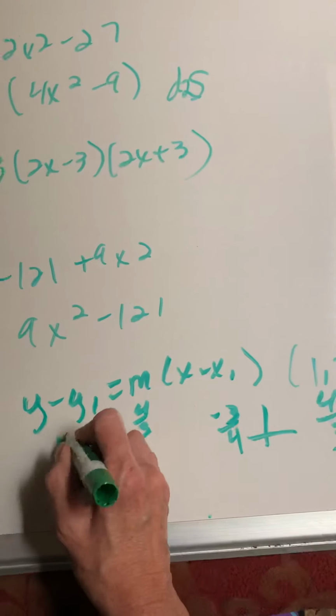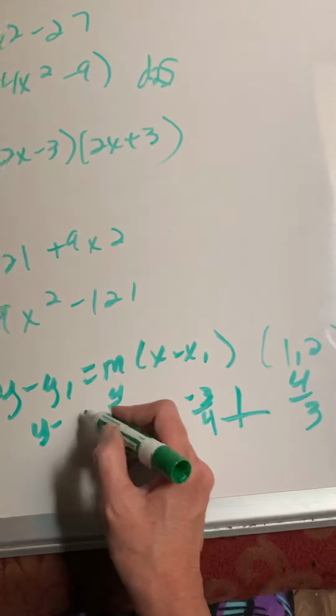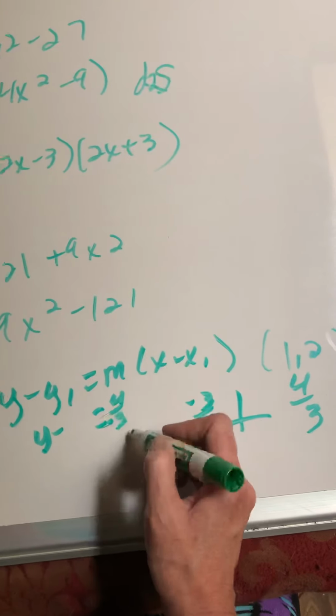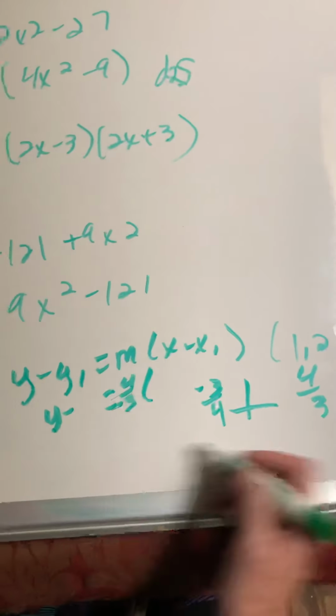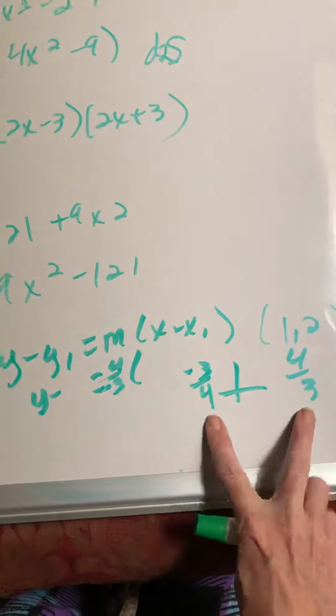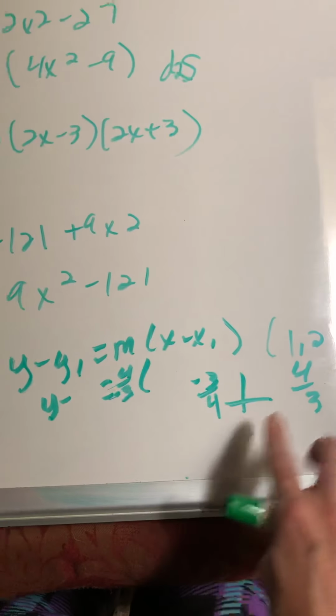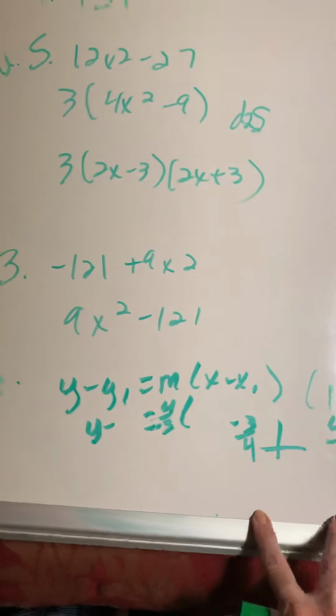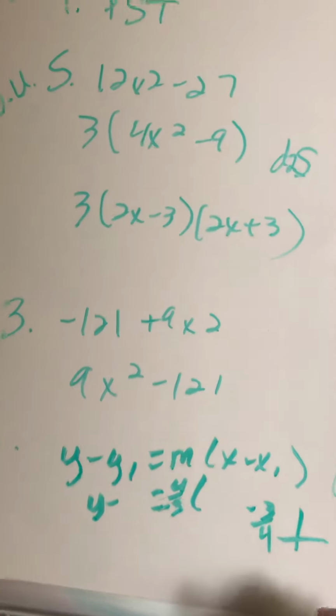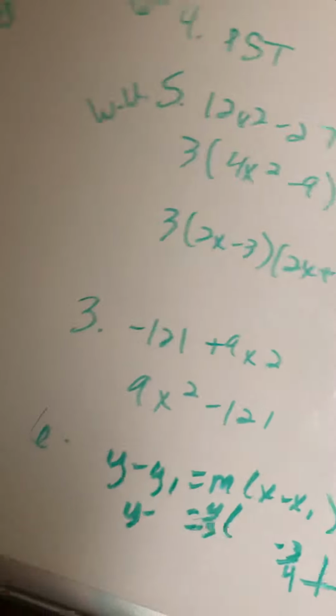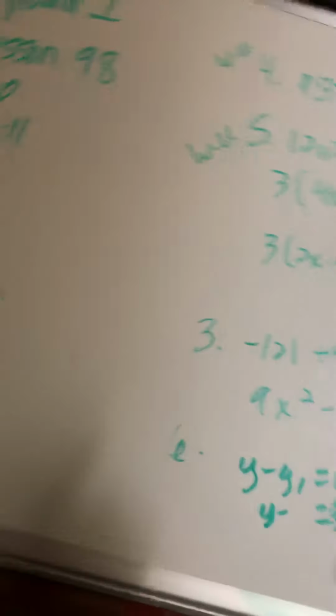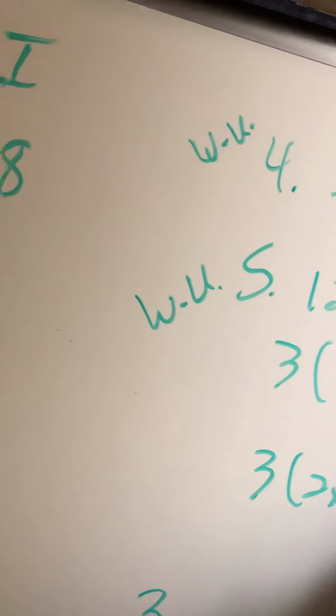So you're going to have y minus 2 equals 4/3 times x minus 1, and you're going to finish it from there. But that's perpendicular: negative 3/4 and 4/3, opposite reciprocals, those are perpendicular. Okay, so that was 1 through 3, and then 5 and 6.